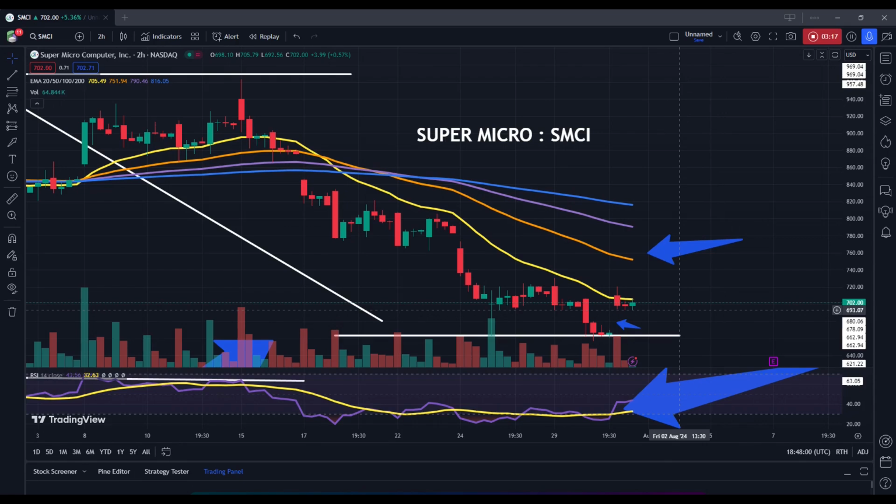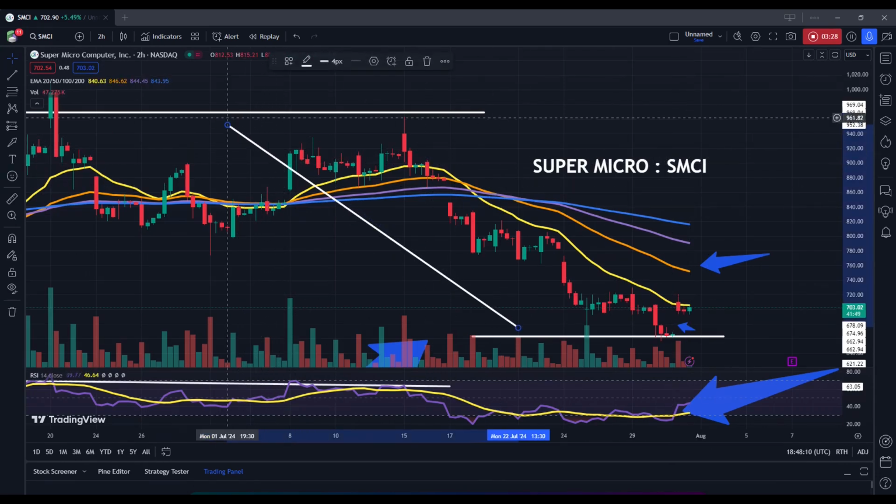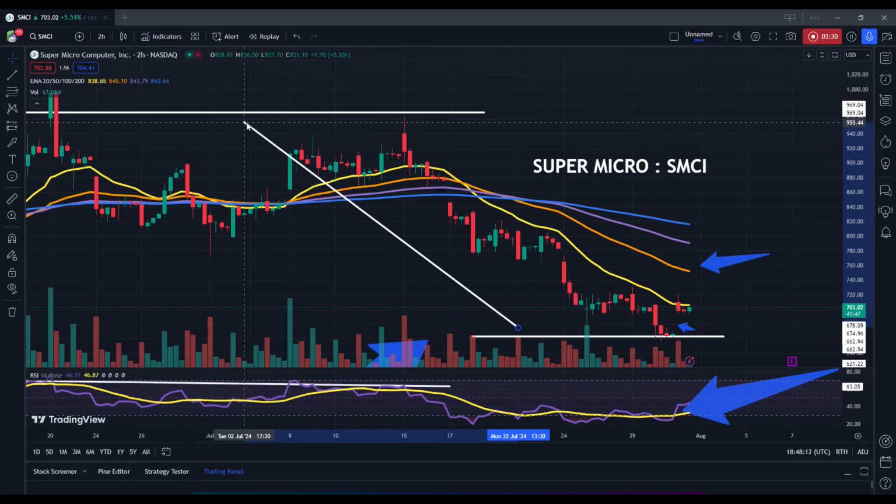I think that this has more to do with the fact that we didn't see disappointing figures, and we have to keep in mind that most of these stocks in the technology space have seen tremendous selling pressure over the last 2 to 3 weeks.